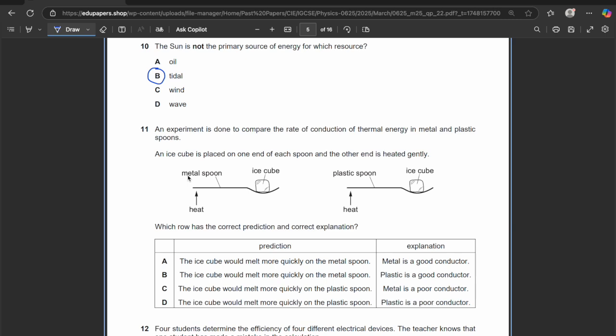11. An experiment is done to compare the rate of conduction of thermal energy in metal and plastic spoons. An ice cube is placed on one end of each spoon, and the other end is heated gently. Which row has the correct prediction and the correct explanation? One thing you need to know is conduction is much faster in metal than plastic. So the prediction is that the metal spoon will conduct heat more quickly, so the ice cube will melt more quickly on the metal spoon, either A or B, and it is because metal is a good conductor.